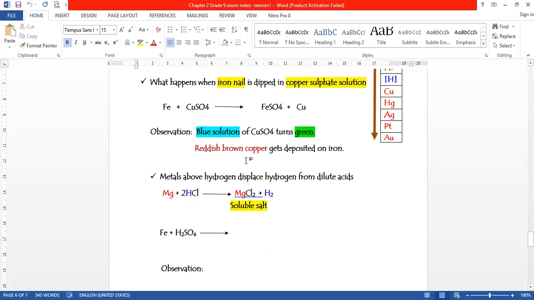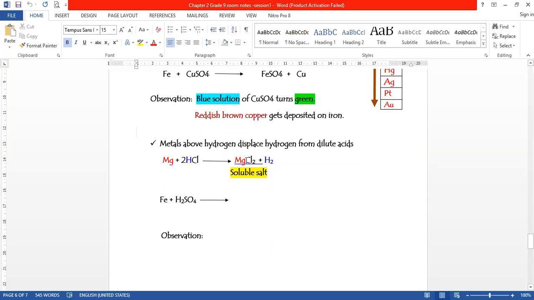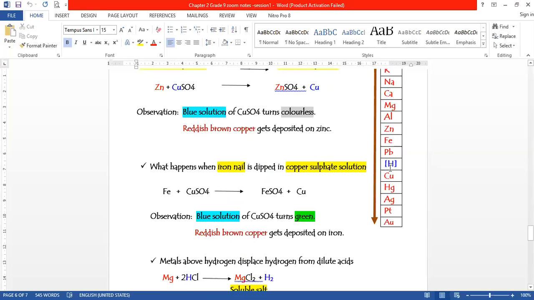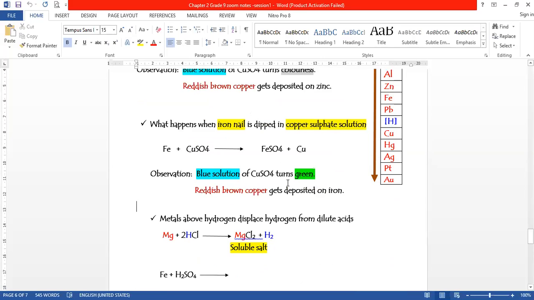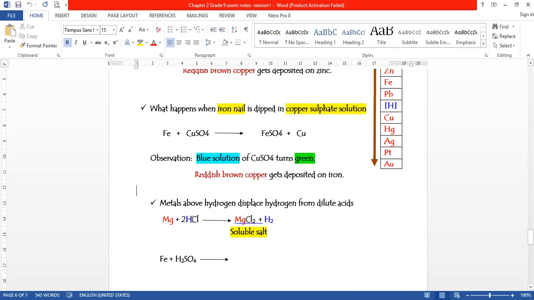Okay. Then the next reaction which we have over here is metals above hydrogen displacing hydrogen from acid. As I told you, hydrogen is there in the metal reactivity series, you can see. So any of these metals can go and displace hydrogen from its acidic form. So if I take HCl or H2SO4 or HNO3, I can do the same reaction.